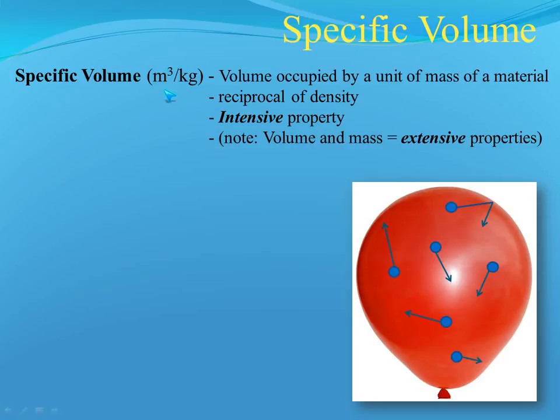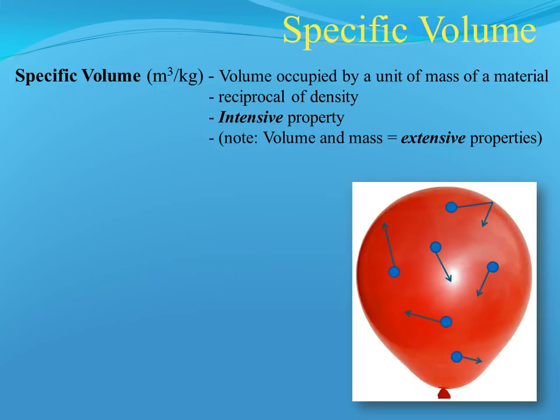If you remember from a couple slides back, volume is actually an extensive property. And by making it specific, by dividing it by mass, we make it an intensive property. So you'll see here, specific volume is the volume occupied by a unit of mass of a material. We're taking the amount of volume and the amount of mass that is contained within that volume.